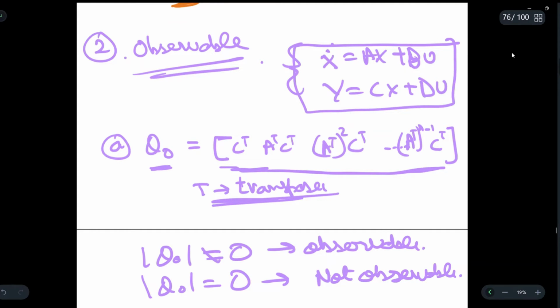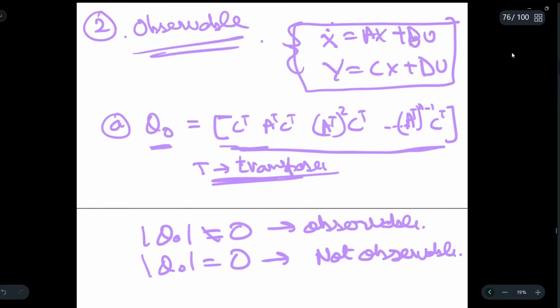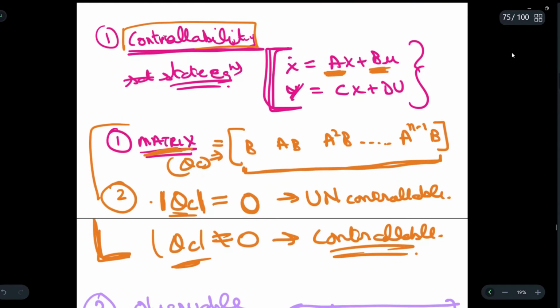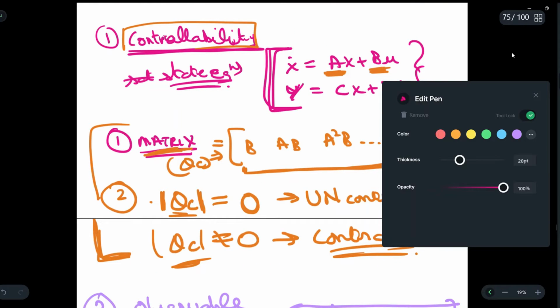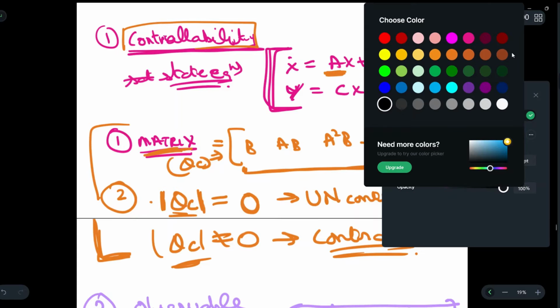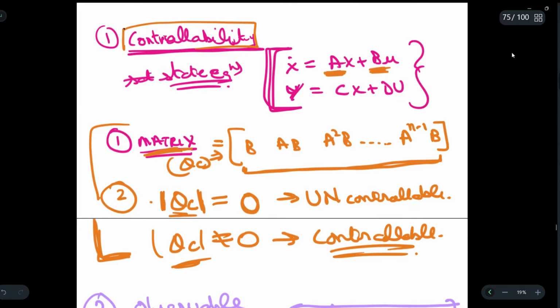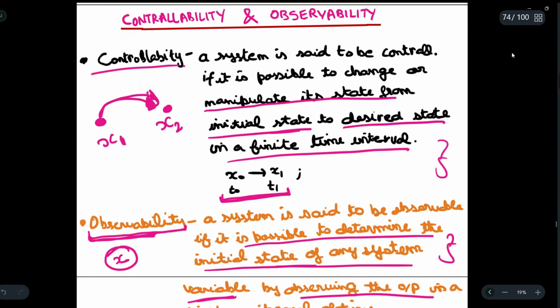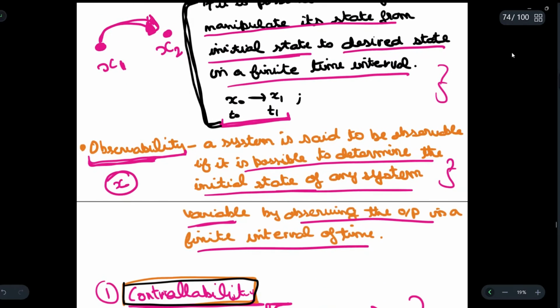So these are the simple conditions that we have to check in order to know whether the system is controllable or observable. Now let me just revise the concepts again. First we saw controllability. We first discussed its definition, and this definition is important. Please learn it, as it can be asked in your exam. Secondly, we discussed the definition of observability. These are very simple definitions, and there is no need to explain them further.